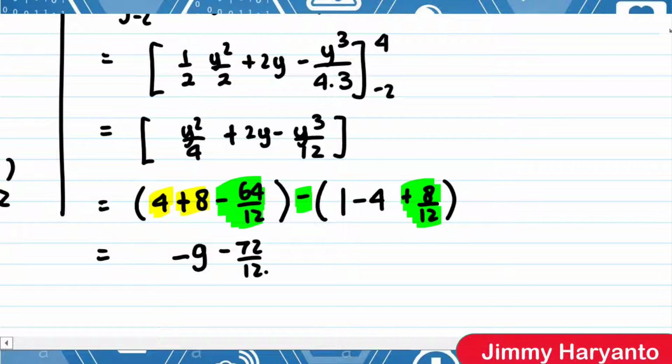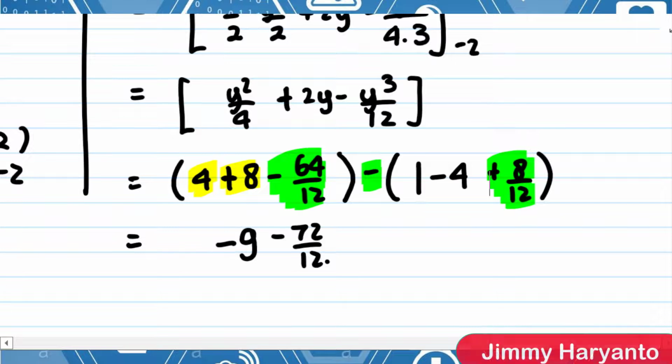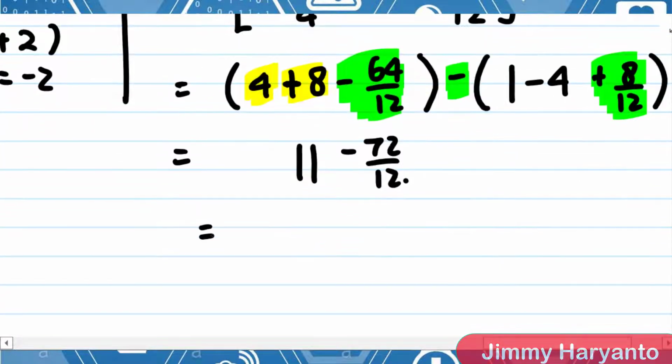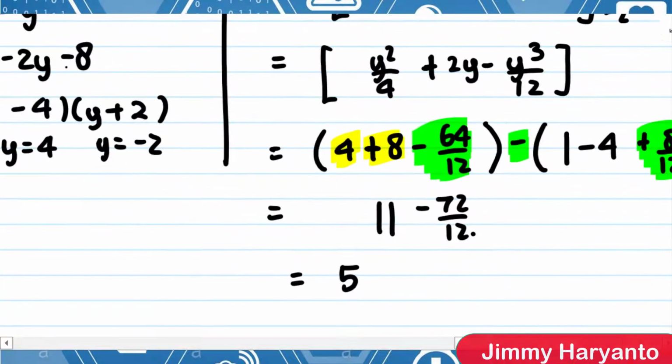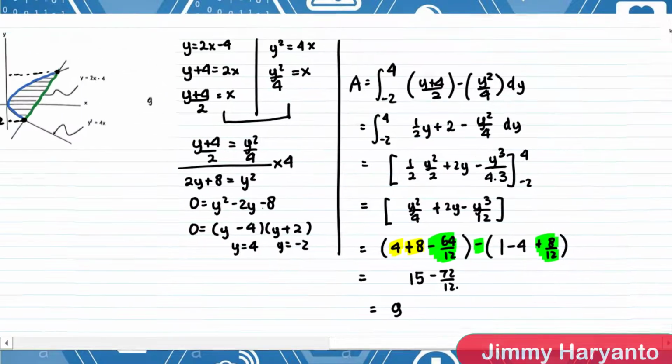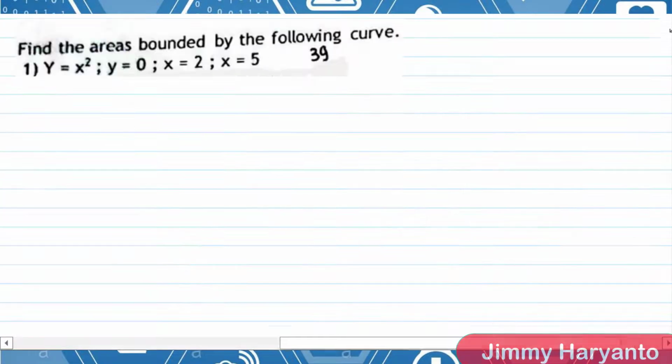Am I right? Yeah, okay. So 12 plus 3, 11, and then minus 72 over 12. 72 over 12 is 6, 11 minus 6 is 5. Oh, 12 plus 3, sorry, 12 plus 3 is 15. 15 minus 9 equals 9. Okay, minus 6. 15 minus 6 equals 9. Okay, so this is the answer for number 4.